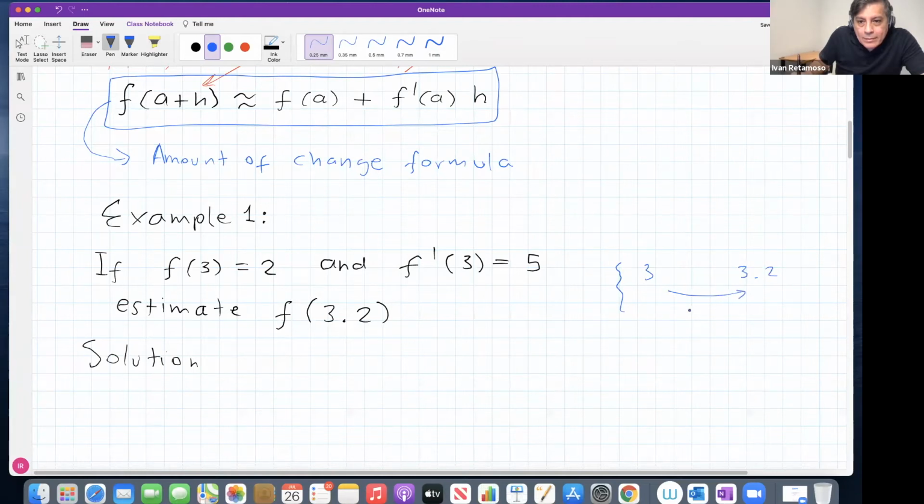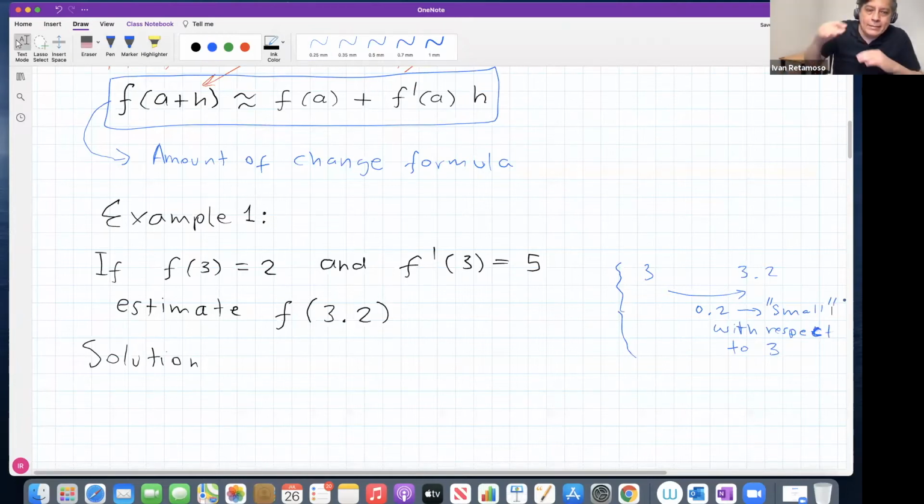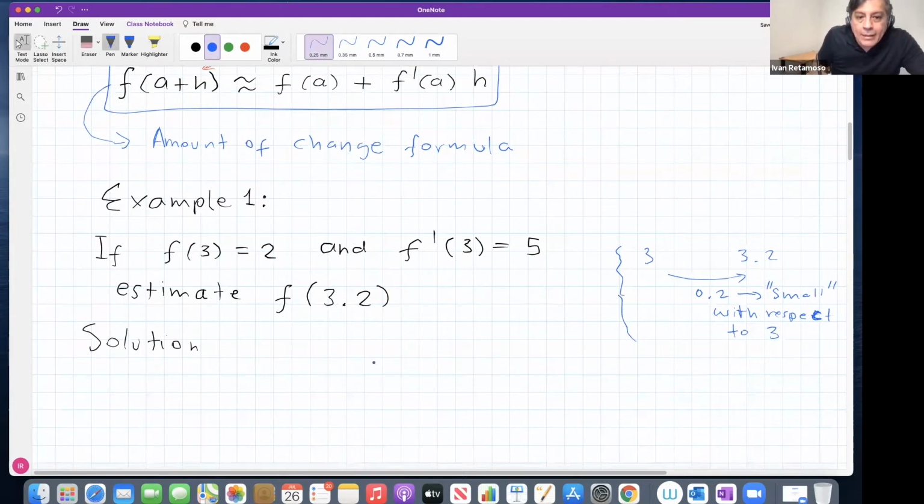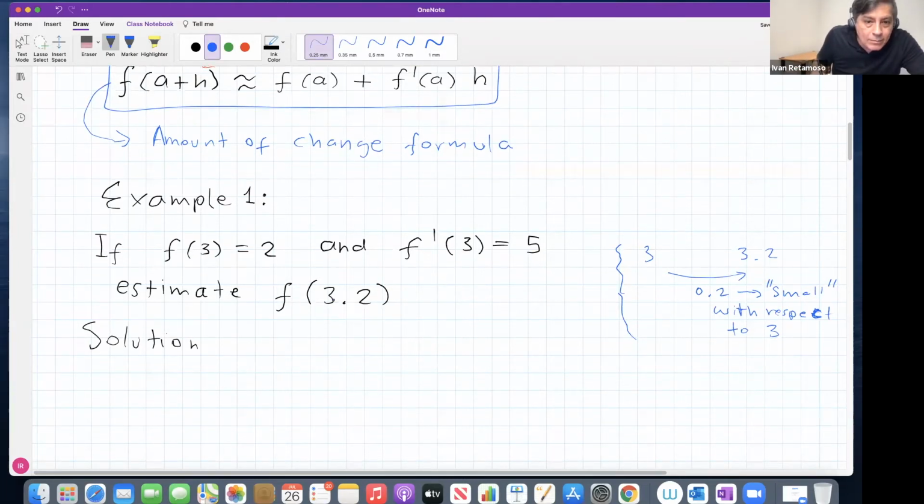To go from 3 to 3.2, you need to add 0.2, right? This guy is small with respect to 3, or relative to 3, because it's almost like 10% of 3. This is how this word small should be understood: small, relatively speaking, as a percentage of your base point. So I noticed that this 0.2 is small.